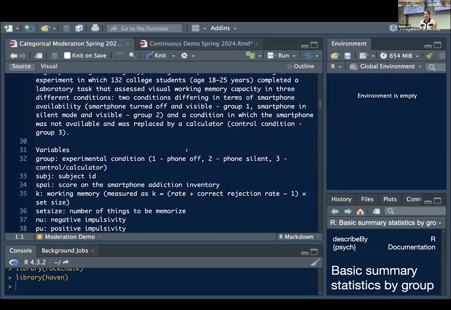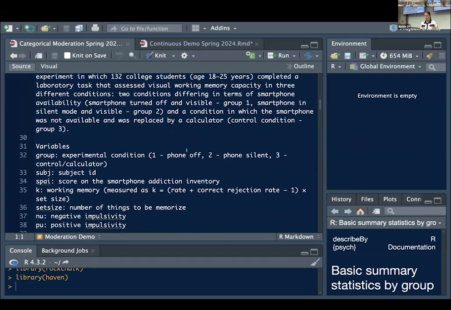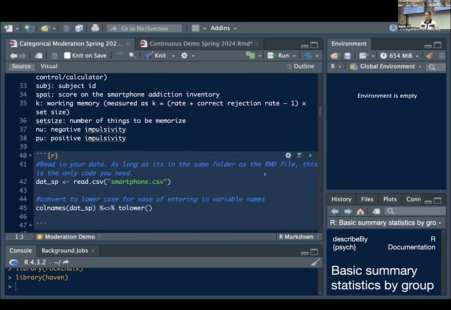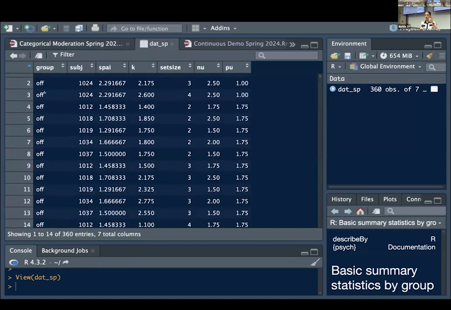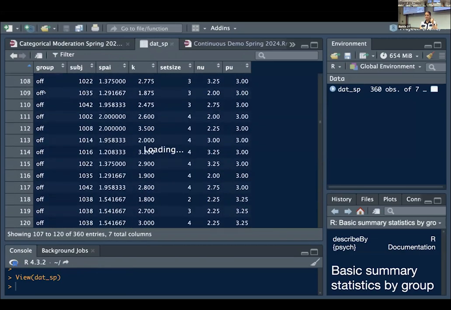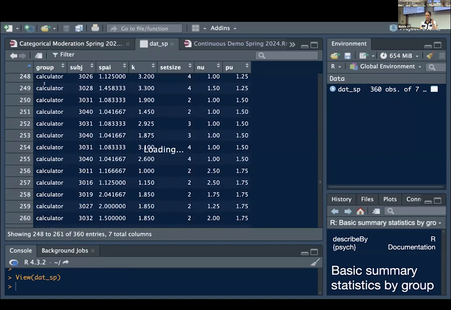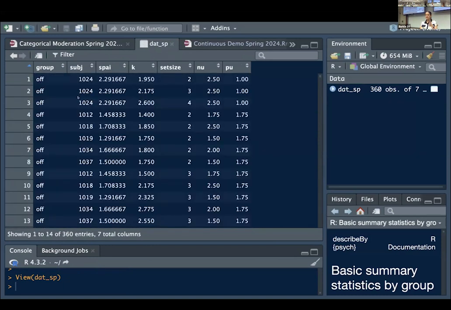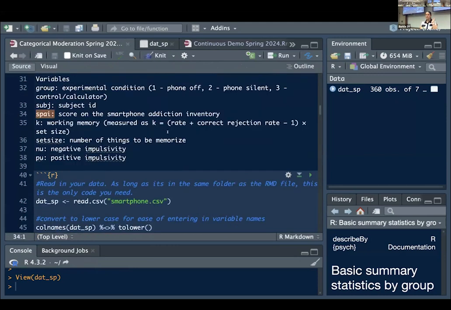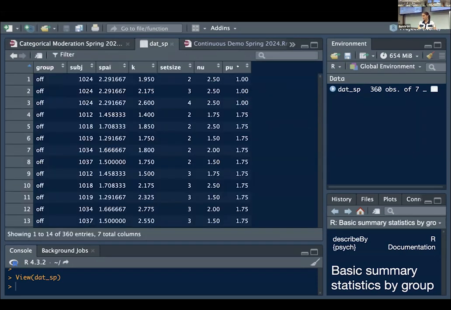This is another one where you can practice the moderation on your own because I've got 2 in here. I've got positive impulsivity and negative impulsivity. We'll do one right now. All right, we're going to read in the data. So we've got group, so cell phone off, cell phone on silent, or control, which I think is called calculator, right? You've got their subject ID. You've got K, which I think is their working memory. You've got SPAI, which is their smartphone addiction inventory score. So they controlled for how addicted you are to begin with on your smartphone. You've got negative and positive impulsivity.